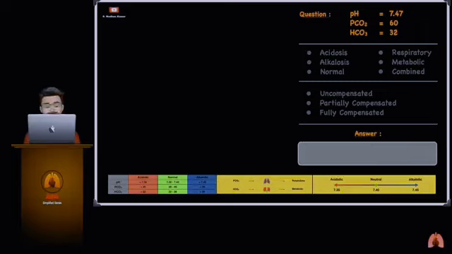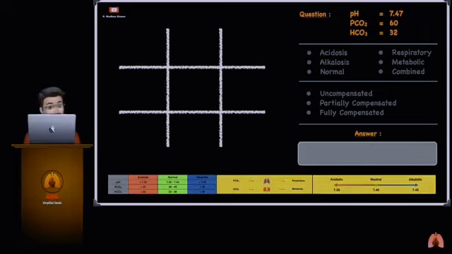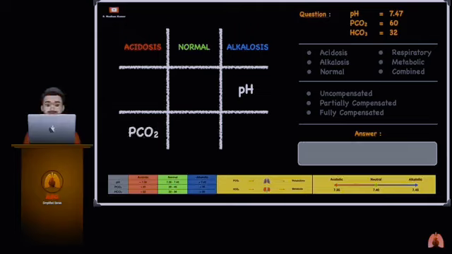We'll see one final example. Here pH is 7.47, which is alkalotic, so mark pH under alkalosis column. PCO2 is 60, which is acidotic, so mark it under acidosis column. HCO3 is 32, which is alkalotic, so mark it under alkalosis column.